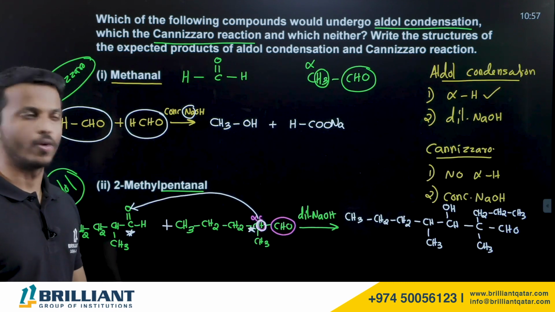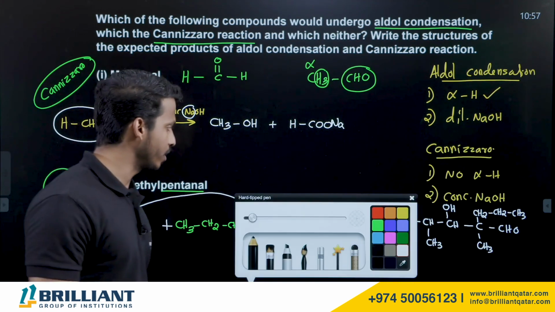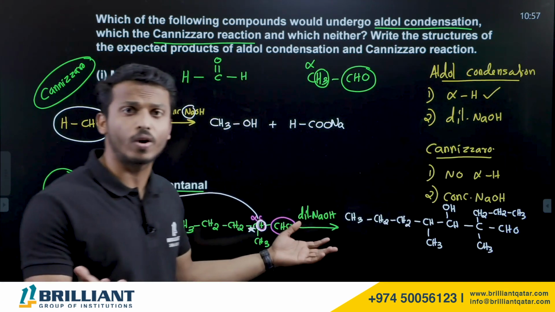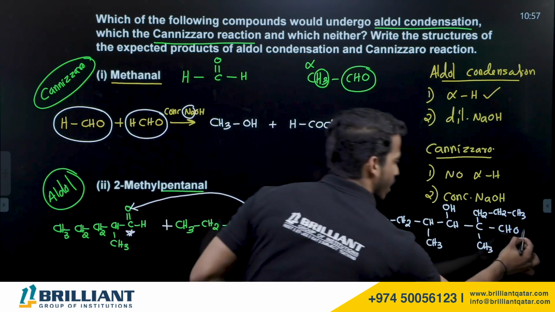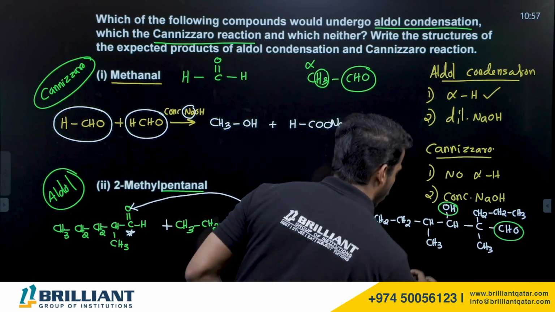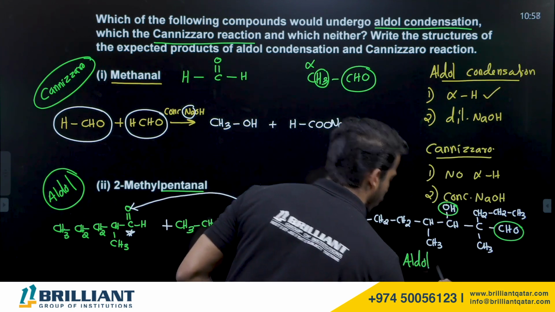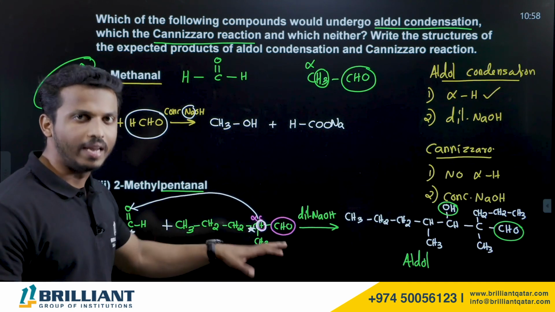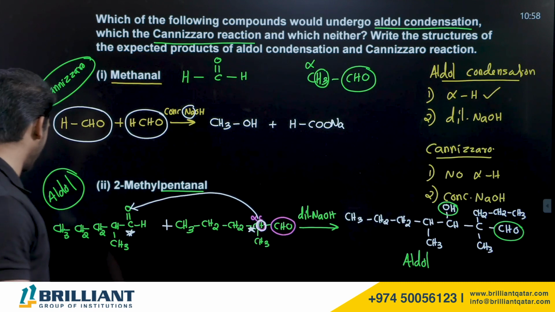This is the compound going to form during the reaction. Okay, this is the aldol which is forming. Why it is called aldol? Because it contains aldehyde and alcohol. Therefore, it's called aldol. Aldol, aldehyde and alcohol, aldol. Next question.